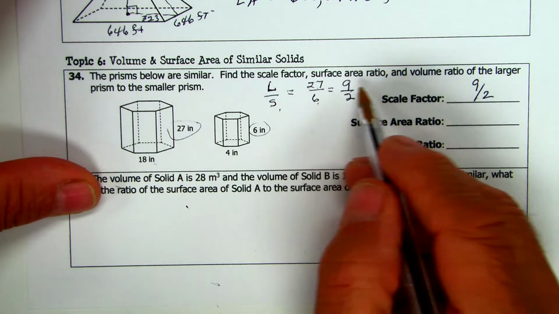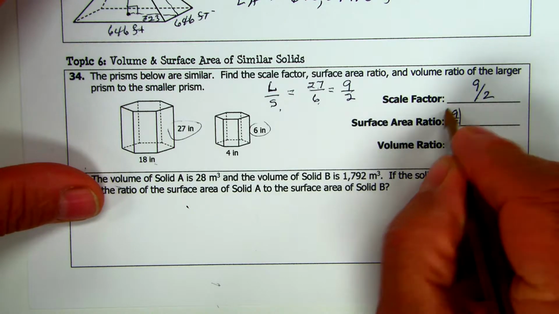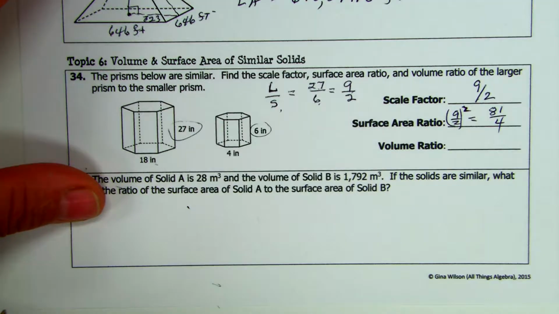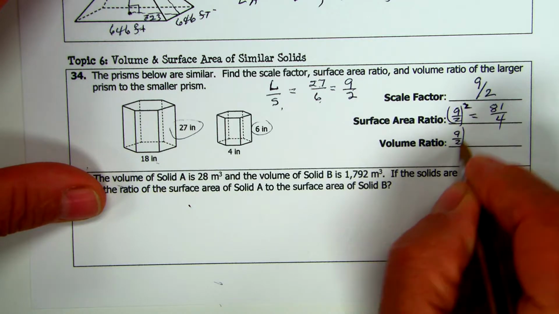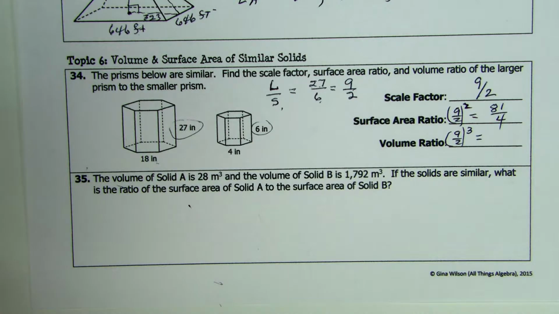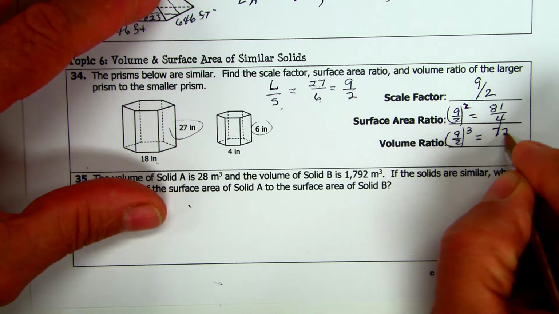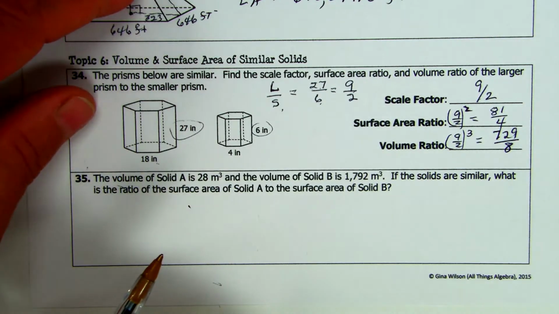Now, the surface area ratio. We're going to take 9/2 and square it. So that's going to be 81 over 4. That's going to be the surface area ratio. Now the volume ratio, we'll take that 9/2 and we'll cube that. So 9 raised to the third power is 729 to 8. 2 times 2 is 4 times 2 is 8. So that's what they were asking us for there.